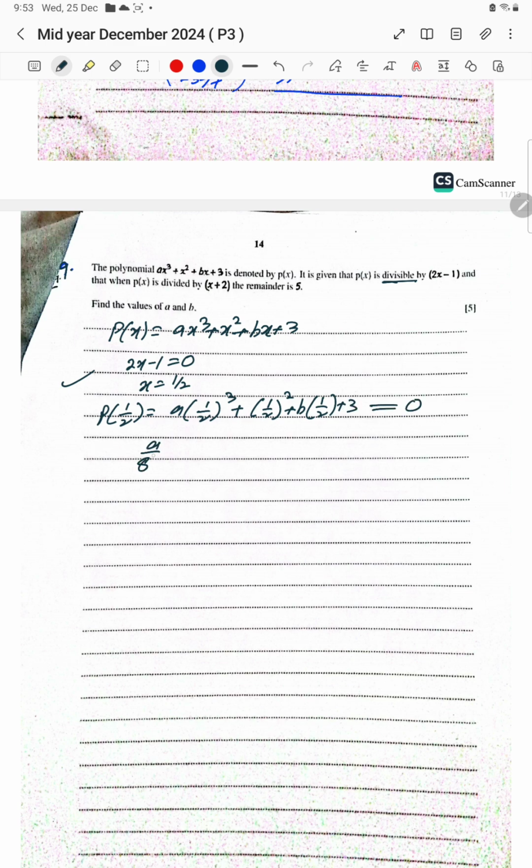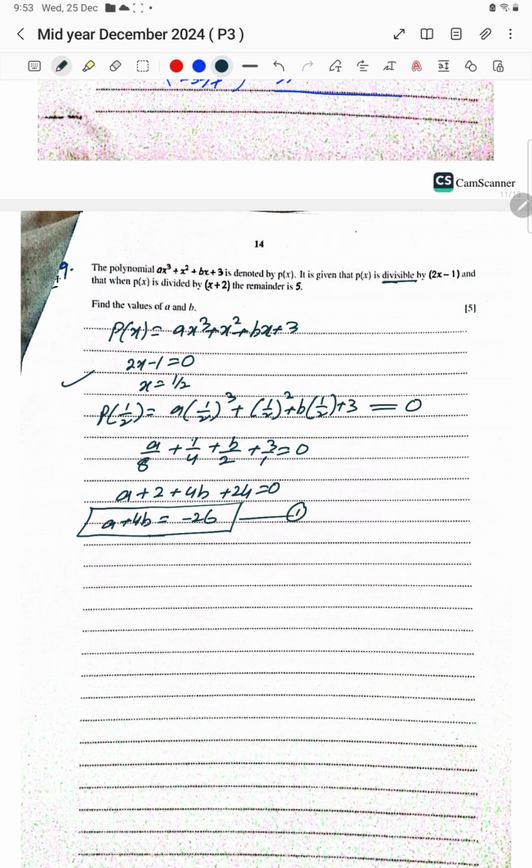This becomes a by 8 plus 1 by 4 plus b by 2 plus 3 by 1 equal to 0. Multiply each term with 8: a plus 2 plus 4b plus 24 equal to 0. I can write a plus 4b equal to minus 26. This is equation number 1 in terms of a and b.